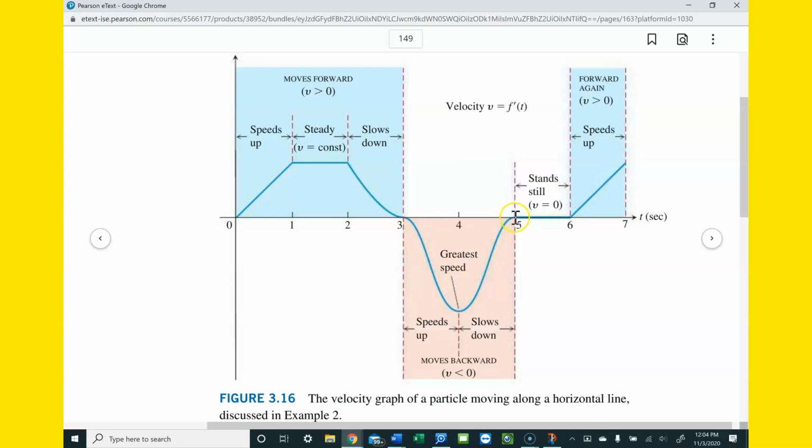It's standing still, and it's going to stand still over this whole second right here until it gets to second number 6. Then there's a positive value for velocity, which means the object is moving in the forward direction again, or in the positive direction. And it's increasing, the velocity is increasing, so it's speeding up. It's going faster and faster in that positive direction.